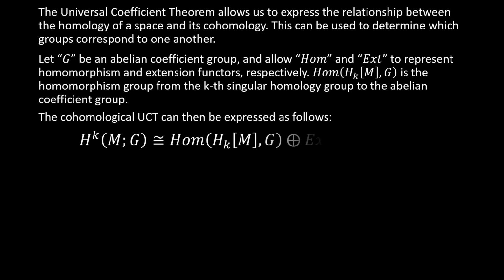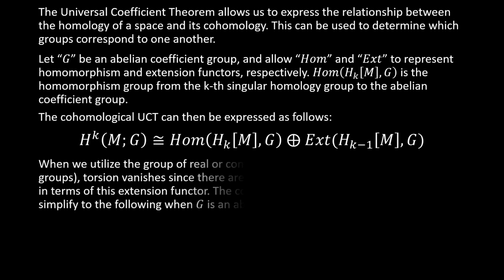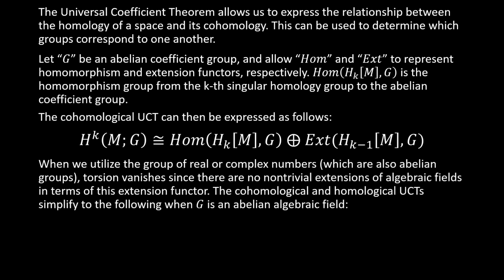We have a direct sum of the homomorphism and extension functor groups. When we utilize the group of real or complex numbers, which are also abelian groups, torsion vanishes since there are no non-trivial extensions of algebraic fields in terms of this extension functor. The cohomological and homological universal coefficient theorems simplify to the following when G is an abelian algebraic field. We'll use the complex number C for this example.